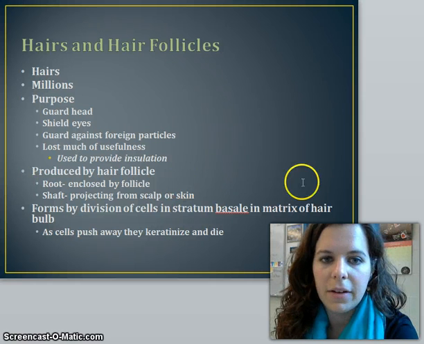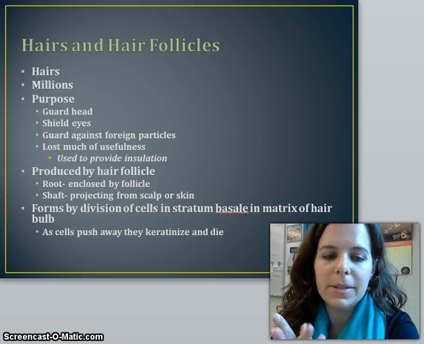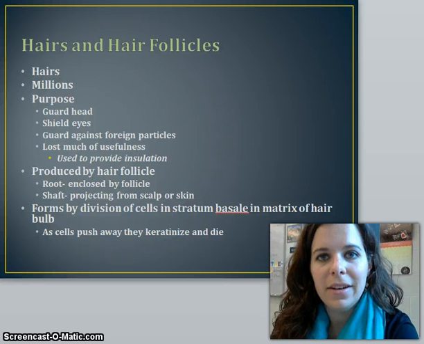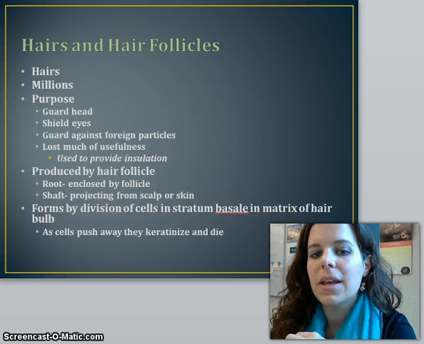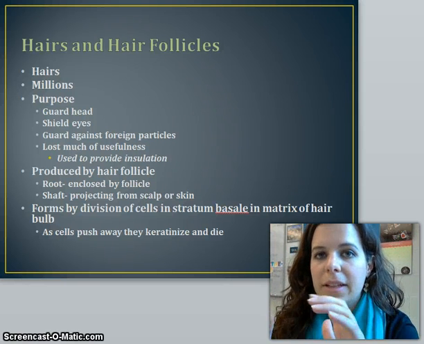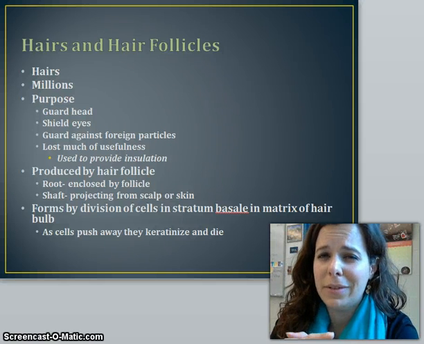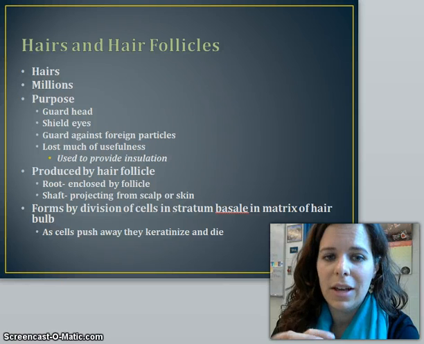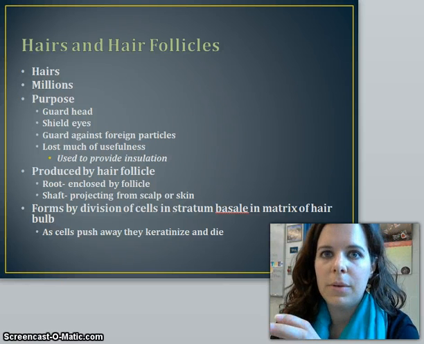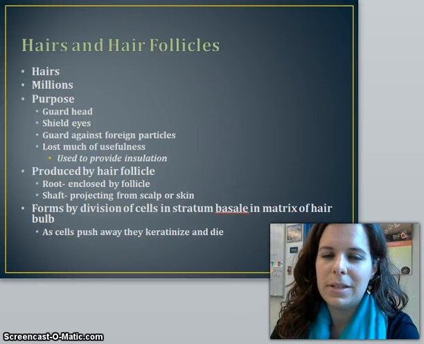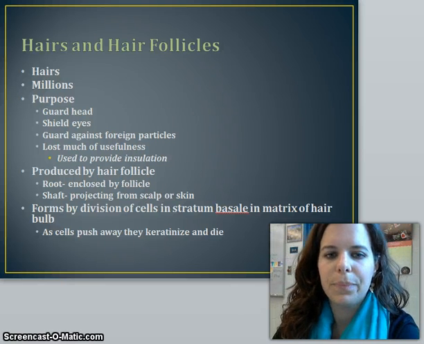Okay, hairs and hair follicles. You have millions of hairs, and their purpose is to guard your head, shield your eyes, that's your eyelashes. They guard against foreign particles like the hairs in your nose. However, they've lost a lot of their usefulness because they used to provide insulation. You think of an animal's hairs standing up when it's cold. Our hairs still stand up, but we get goosebumps, and it doesn't really help us out very much.